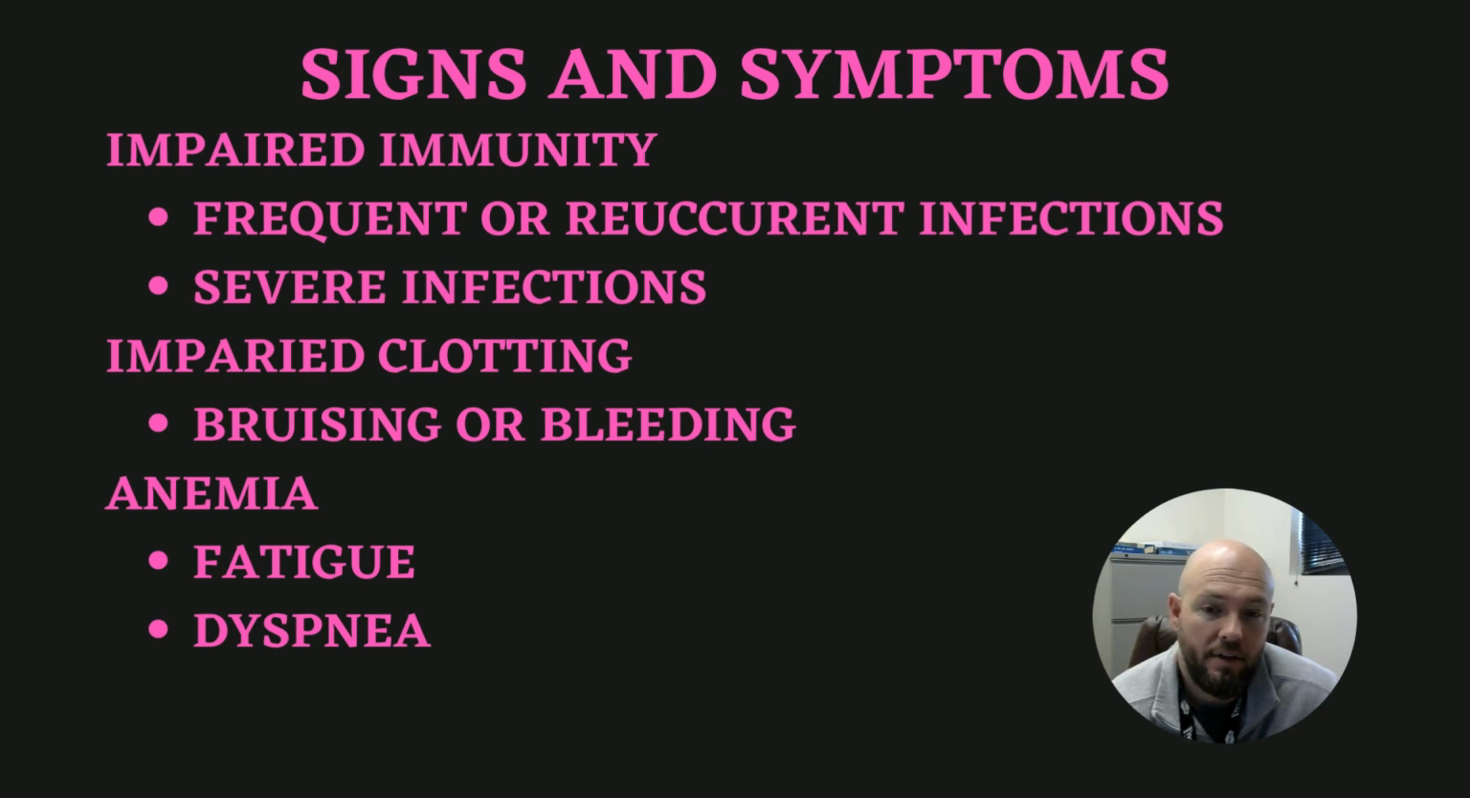Also, if we're having a problem with our platelets, they're going to have impaired clotting. They might present with bruising, unexplained bruising, diffuse bruising, bleeding, unexpected or unexplained bleeding, like nosebleeds, heavy menstrual period, rectal bleeding, and then prolonged bleeding, like they might get a cut and they bleed for hours.